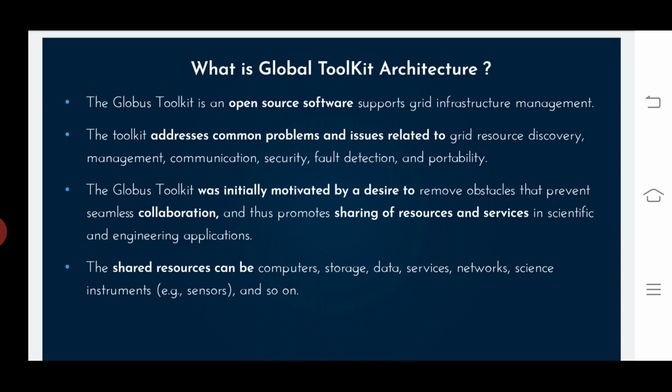The toolkit addresses the common problems and main issues related to grid resource discovery and management, communication and security, and fault detection and portability. The Globus Toolkit was initially motivated by a desire to remove obstacles that prevent collaborations and thus promote the sharing of resources and services in scientific and engineering applications.